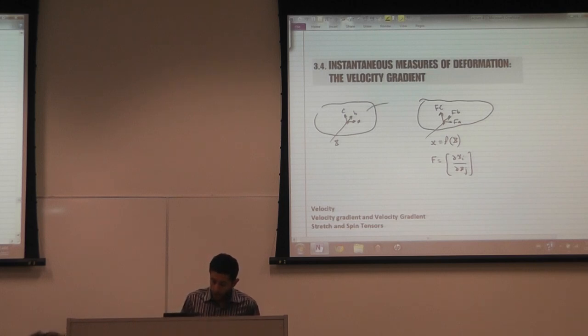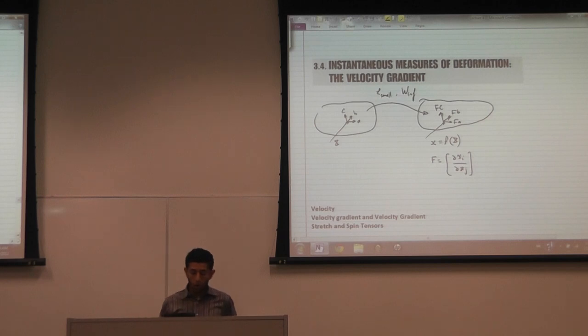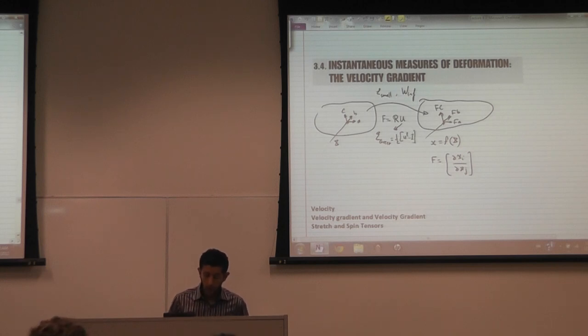The strain from this deformation to this deformation can be measured using epsilon small. And the rotation can be measured using the infinitesimal rotation matrix, or you can measure the deformation using the decomposition that F is equal to RU and have your strain as a measure of U. And this is your rotation.